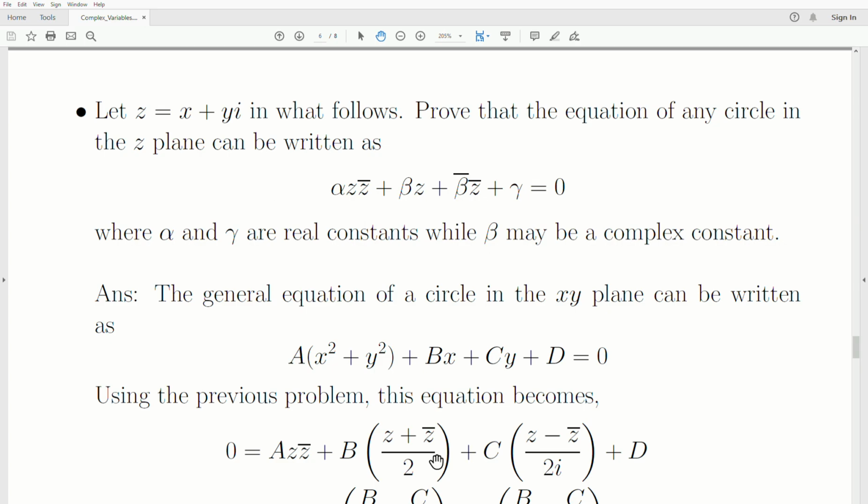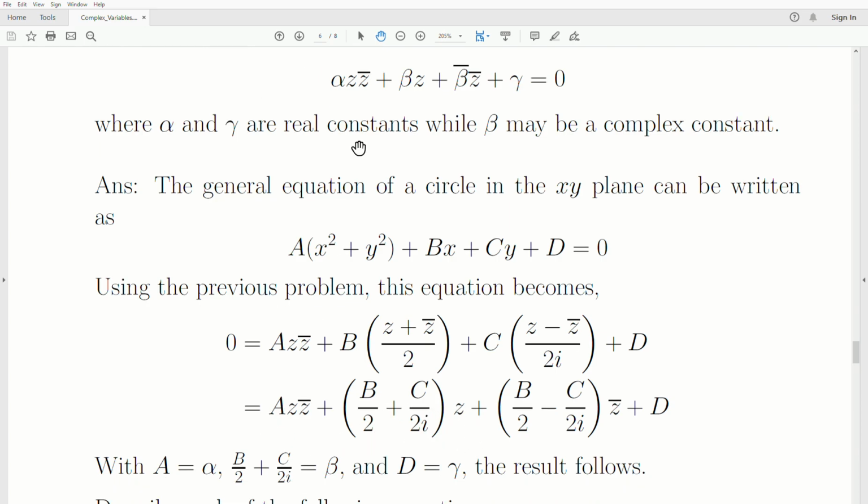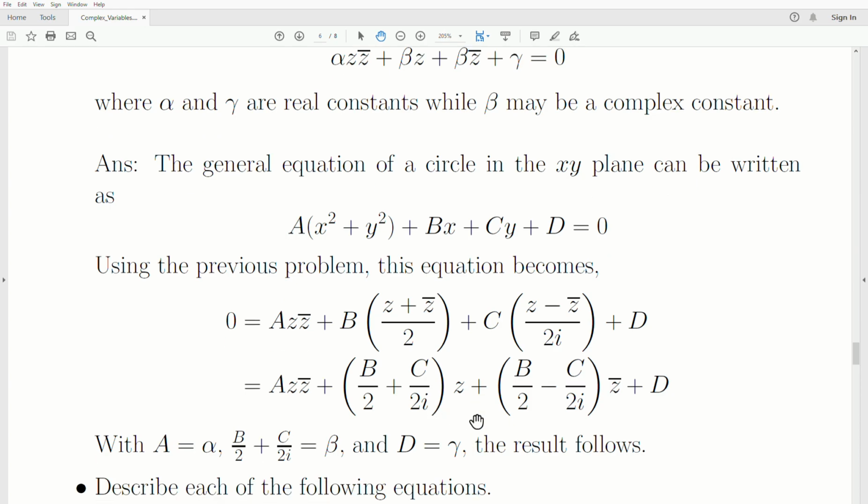Now let's gather like terms. We want to gather the z and then the conjugate of z, right? And so we get this. Notice that this z has a c and a 2i under it, which is this, and this z has a beta, a b over 2. Anyway, this is it. This is the form we wanted to show. So if we let a be alpha, and this is beta, right? And then its complex conjugate is this, and so this is it. So this is the general form of a circle in the complex plane.